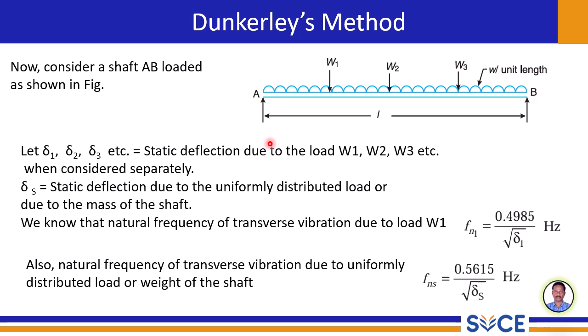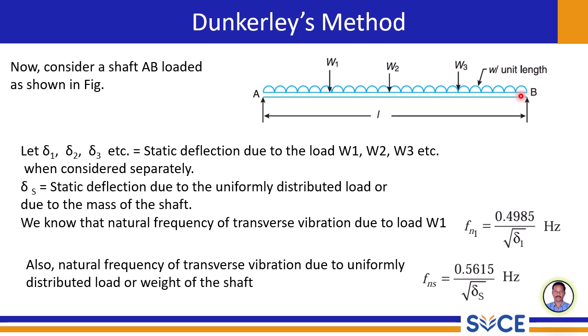Let's consider a more specific example of a shaft loaded with multiple point loads denoted as W1, W2 and so on till W3, subjected to a uniformly distributed load, that is small w per unit length. To apply Dunkerley's method in this context, we need to determine the natural frequency contribution from each of these loads individually. A key concept here is the static deflection caused by each load when acting alone on the shaft.